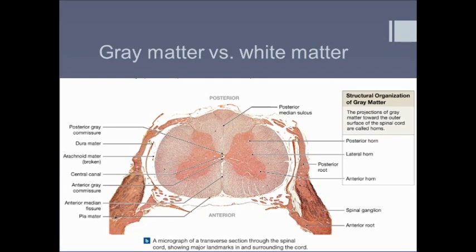So here's a picture of gray matter and white matter. Gray matter is a bunch of unmyelinated tissue. White matter is a bunch of myelinated tissue. So in the middle is your gray matter, and on the outside is the white matter. So it's not necessarily white and gray, but one is lighter than the other.